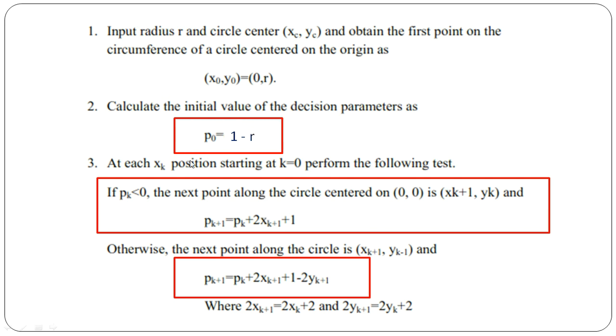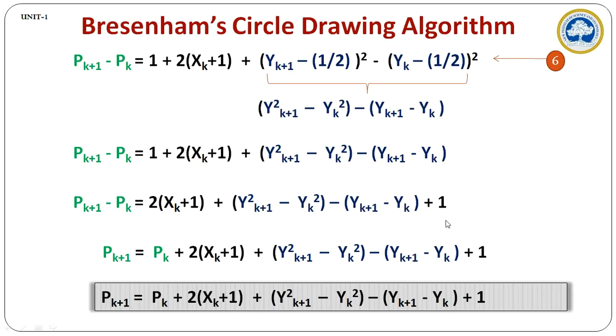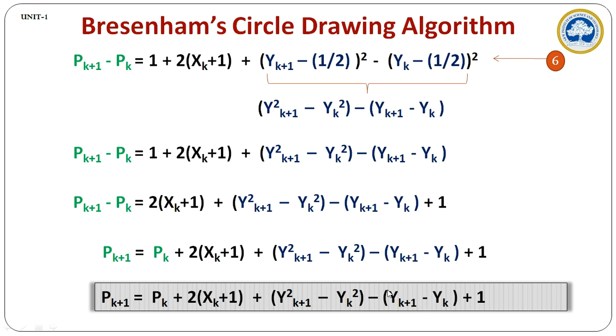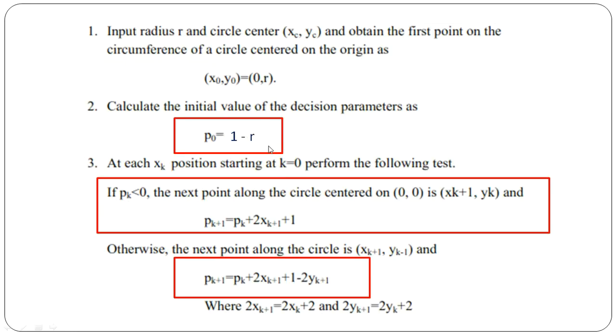Then if the decision parameter is a negative value, you have to do like this. Then find the next decision parameter. If it is 0 or a positive value, you have to do like this. In your examination, the derivation part is over, but you need to understand how this term can be derived from this equation. First I tell how this term can be derived.